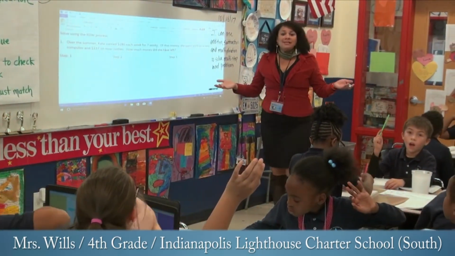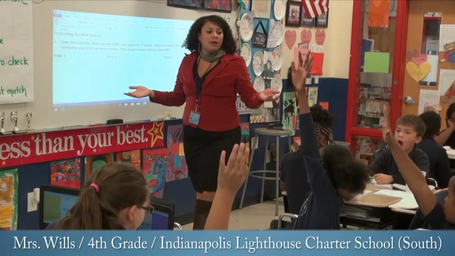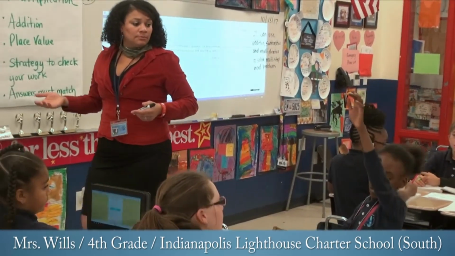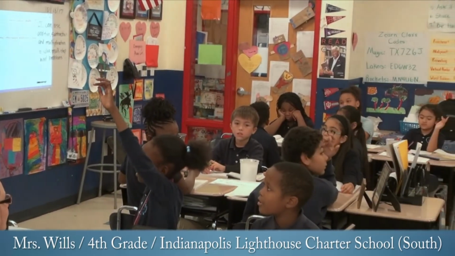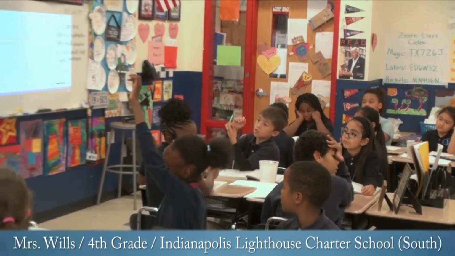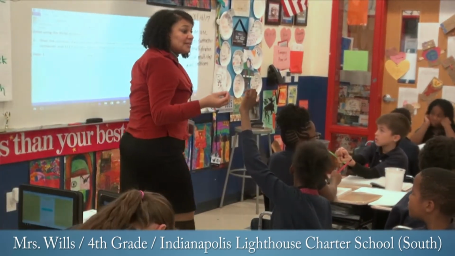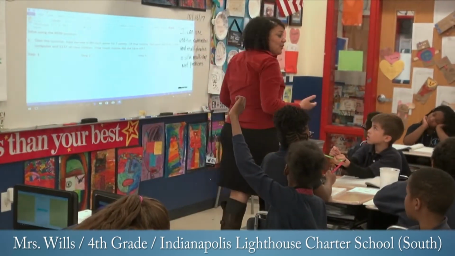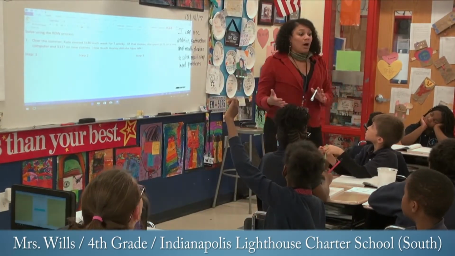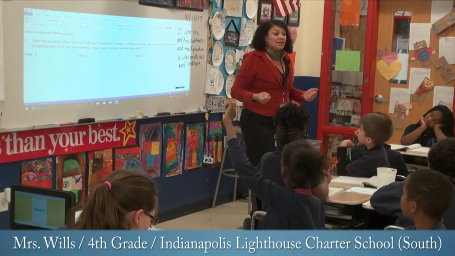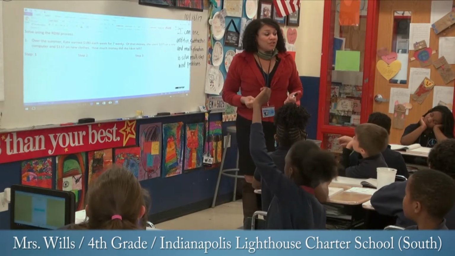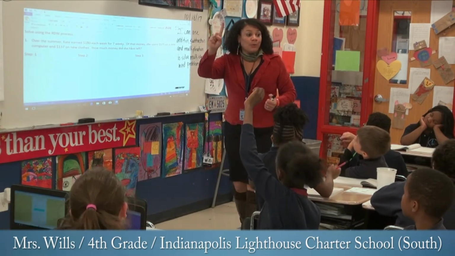The RDW process, what does that represent? Let's start with the R. Aiden. R in RDW means to read. You have to read the problem. And that's why it's so important to pay attention in reading class, because math is reading and reading is math. We are moving into large word problems where you're going to have to figure out which operations we're going to use. So read the problem.